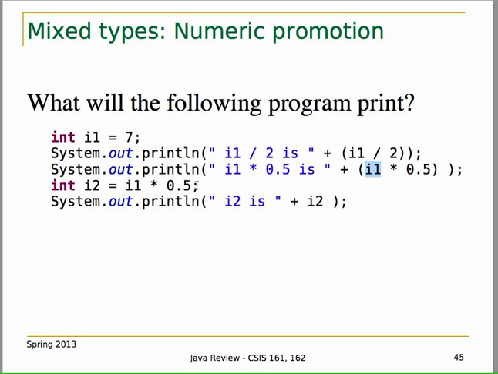Now it's a different thing if you try to do it over here. If you try to put I1 equals 0.5 here, you'll get a compiler error. Why? Because this whole thing is a double, and it's okay to print it, but if you try to assign that value to an int, Java will give you an error message saying you're going to lose precision, and so you cannot do this.